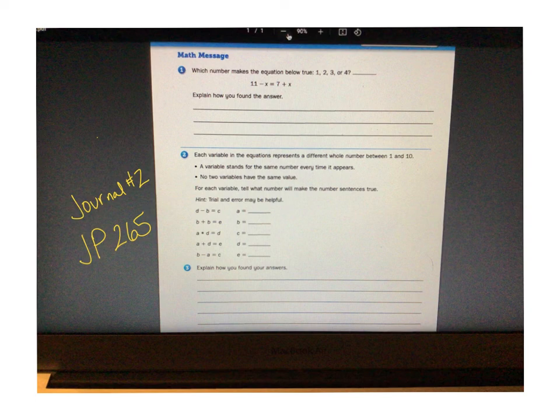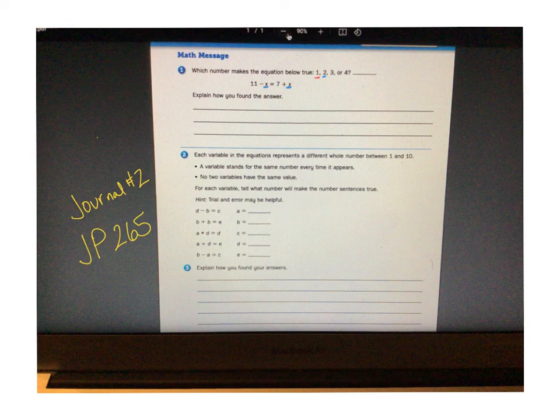Question number 1 says, what number makes the equation below true? So I'm going to substitute the 1 in for x. If x is 1, is that a true number sentence? If not, try 2. Go ahead and put 2 in for x. Is it a true number sentence? If that doesn't work, try 3, try 4. Which of those 4 numbers makes the equation below true? And then explain how you found your answer.